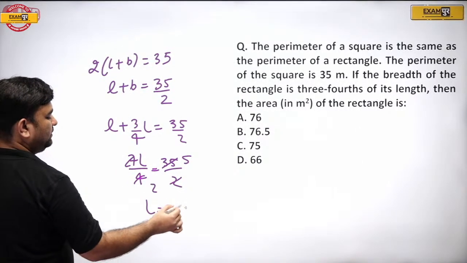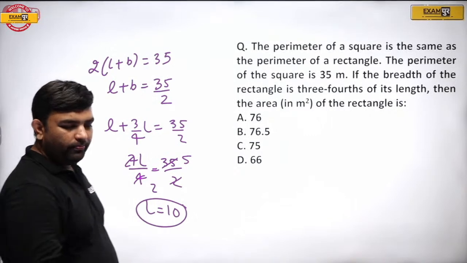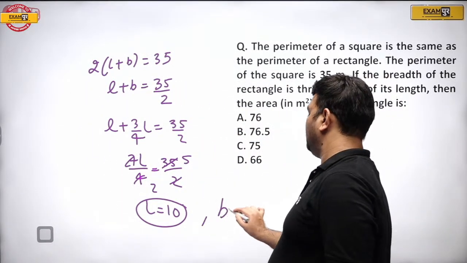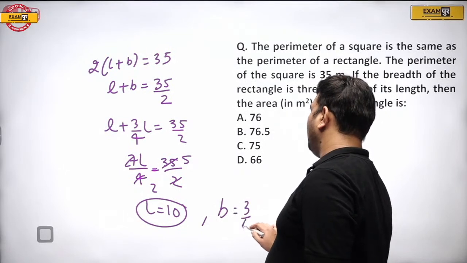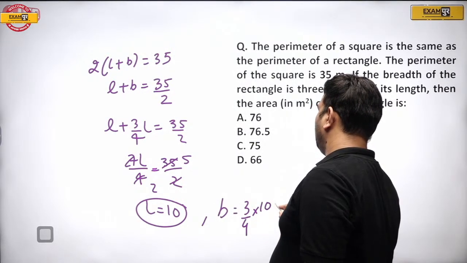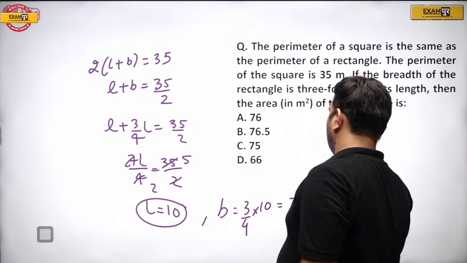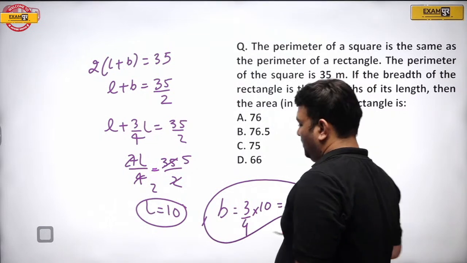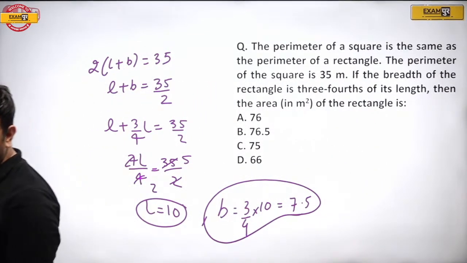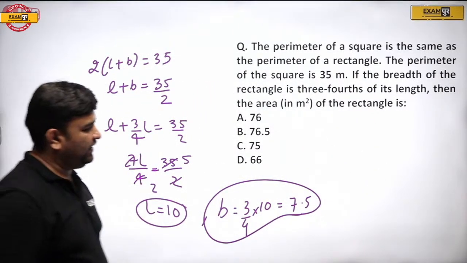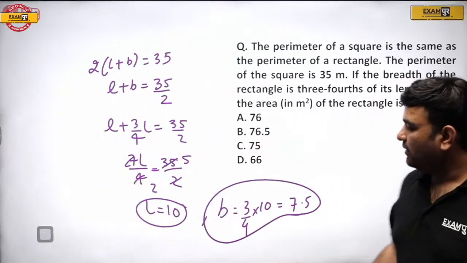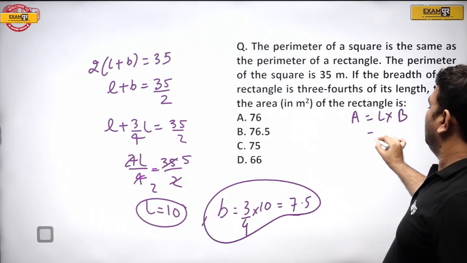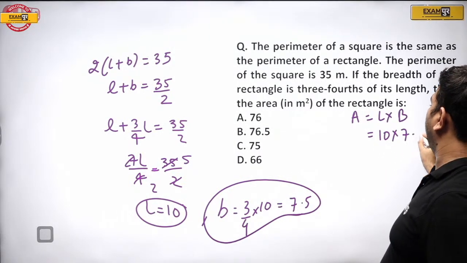Length is 10. And breadth is 3/4 of it. Very famous number, 3/4 of 10 is 7.5. So what is the area? Area is length into breadth. 10 into 7.5, 75.